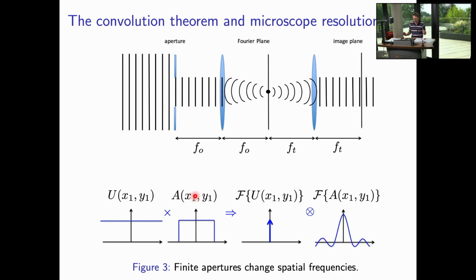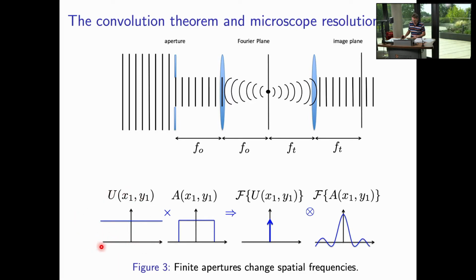In 2D, that may be a circular aperture or a square aperture, whatever you like. So I've just denoted this here with a rectangle function. So you multiply those two things, and then by the convolution theorem, you recognize, of course, that going from here to here is a Fourier transform. So the Fourier transform of a product becomes a convolution of the Fourier transforms of the individual functions. And that's exactly what's happening here.